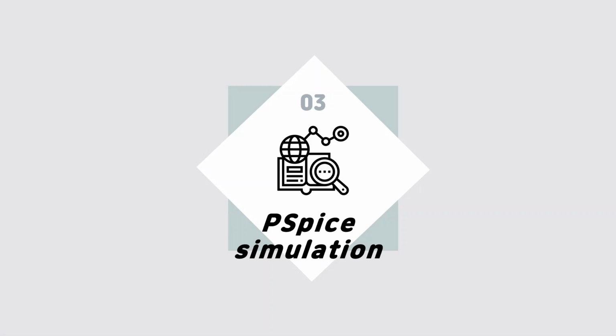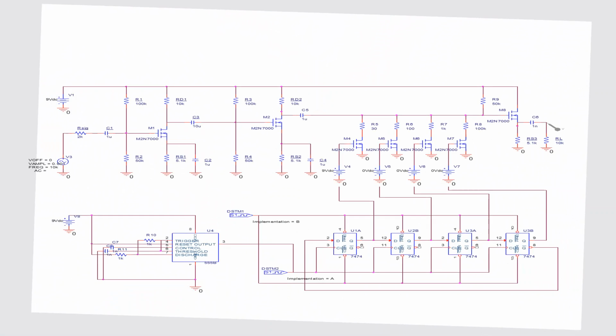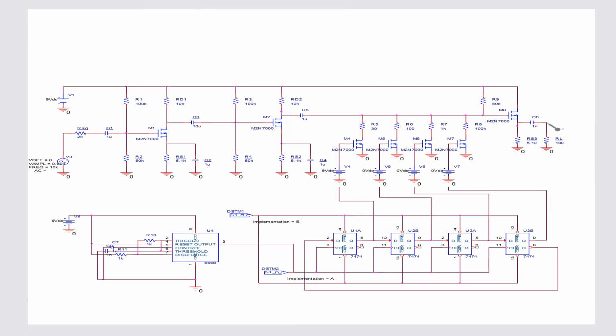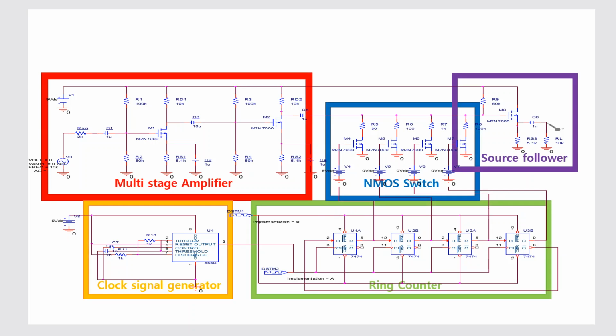This is our PSPICE simulation. We represented the parts of the circuit by their use by color. We can divide the circuit into 5 large parts.